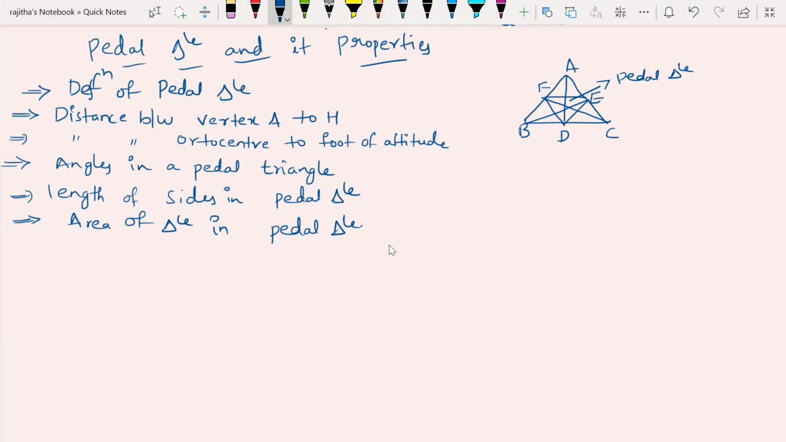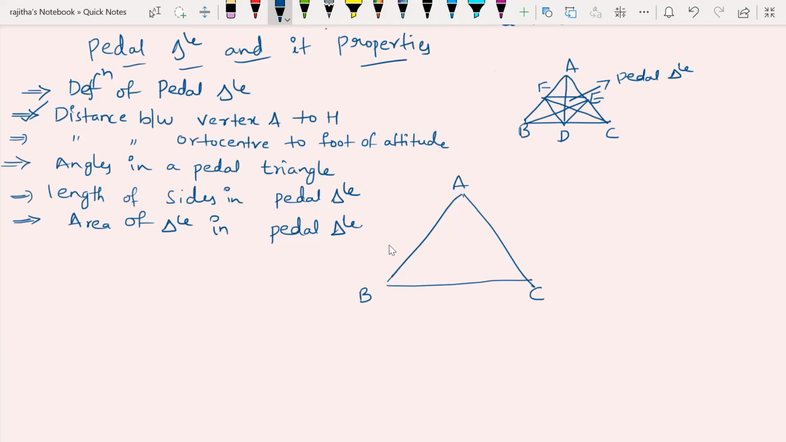So what is the actual definition of pedal triangle? A triangle formed by the line joining foot of altitude is called pedal triangle. Once again, a triangle formed by the line joining foot of altitude is called pedal triangle of given triangle ABC. Now I am discussing what is the distance between vertex A to H. So let us draw a big triangle ABC.